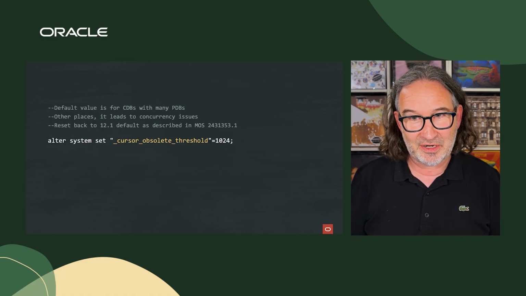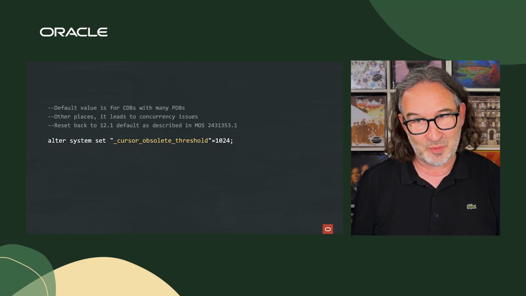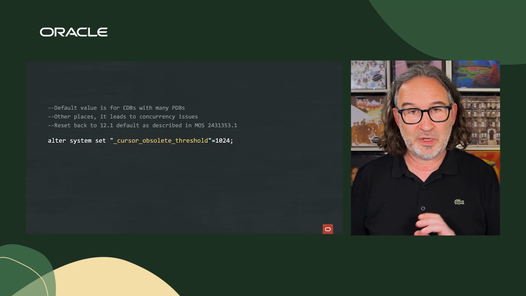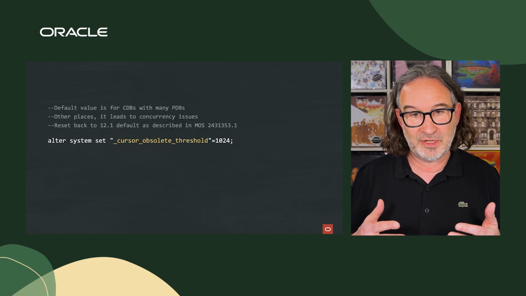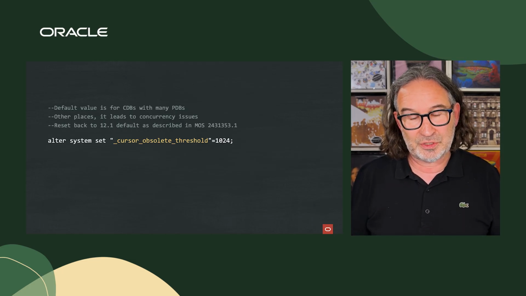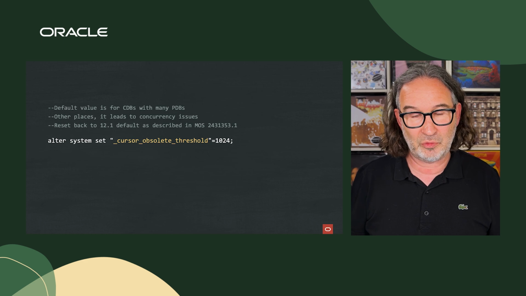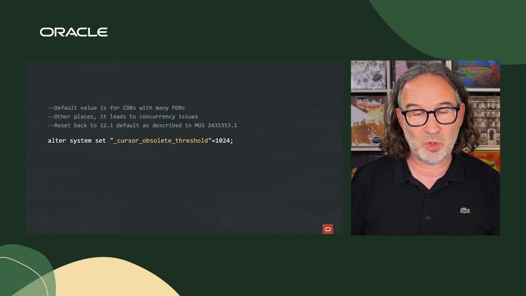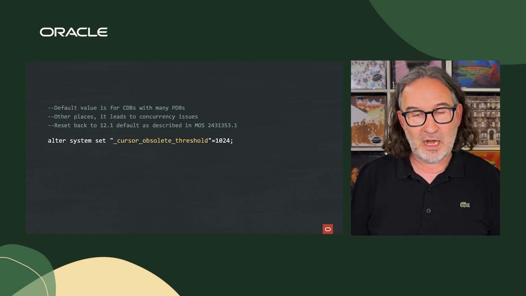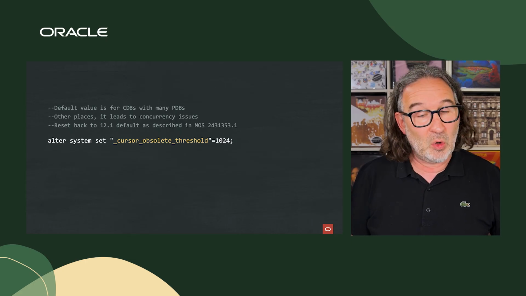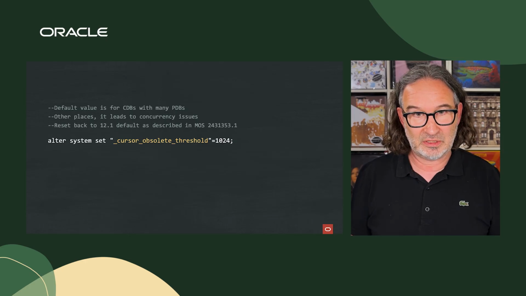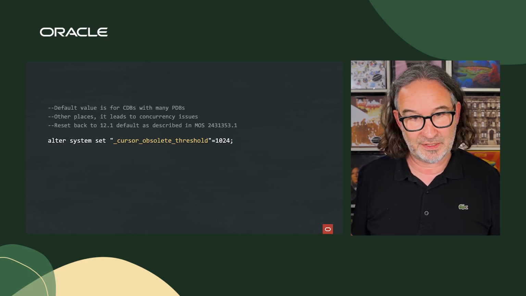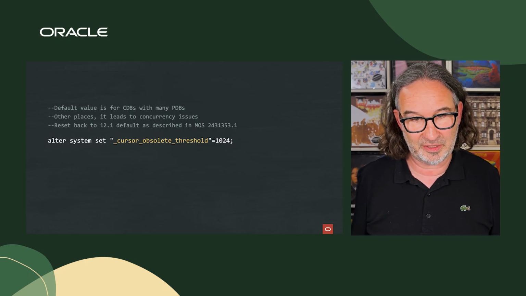Then it wouldn't be our seminar if we didn't have a few secret underscore parameters included here. And one we have recommended for a long time already, unless you have really hundreds of PDBs, but for the average customer environment, you should set _cursor_obsolete_threshold equals 1024. This is really key to avoid any sort of unexpected performance surprises. Only if you have hundreds of PDBs within one CDB, then you should leave it at the default. But everybody else, you should set _cursor_obsolete_threshold to 1024.